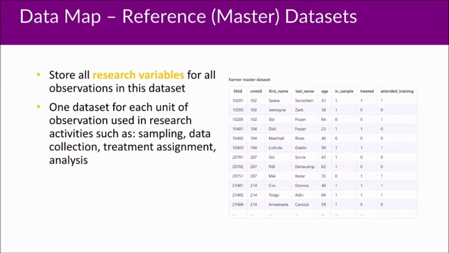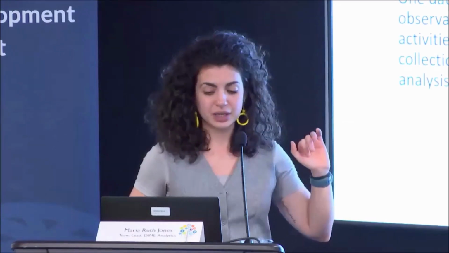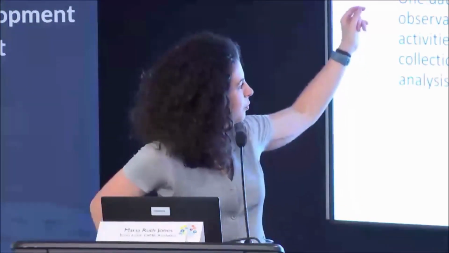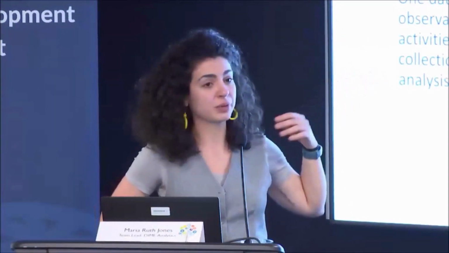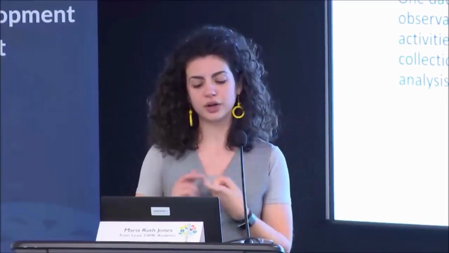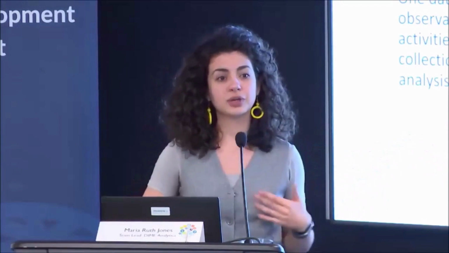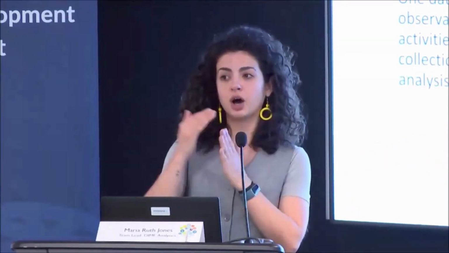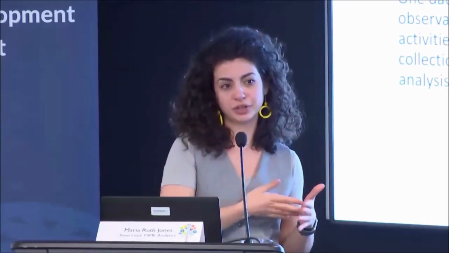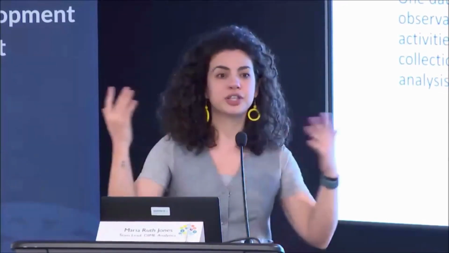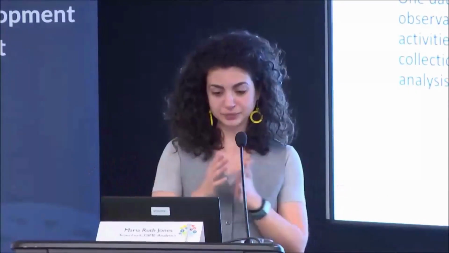So basically what this is doing is two things. One, it's a data set that includes all individuals that we ever observed in one unit of observation that is in our data. In this case, it's the farmer. And we could have one for, let's say, all the students that ever appeared in our project, all the schools that ever appeared in our project, all the teachers that ever appeared in a project.